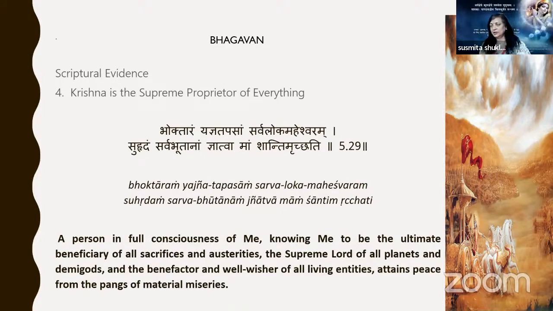Then in the 5th chapter, the 29th shlok, Krishna says he is the proprietor of everything. Bhoktaram yajna-tapasam sarva-loka-maheshwaram. Whatever tap and austerities or yagya we do, finally, who is the enjoyer of that? He is the Bhoktaram. Sarva is all, lok is all the lok that we can think of. He is the Maheshwara, the supreme lord of that. He says that in the 5th chapter, 29th shlok.